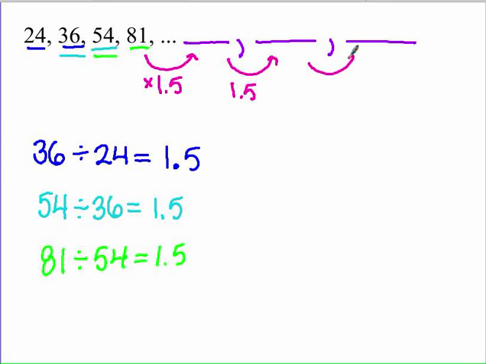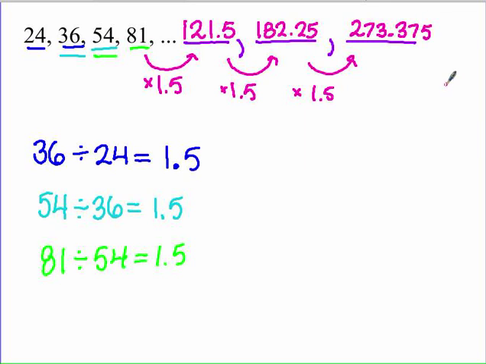So what is 81 times 1.5? 121.5. What is 121.5 times 1.5? 182.25. And then what will the last answer be? 273. Okay, good job. So do you see how you work that? If it's not arithmetic, you have to try geometric, and then you just have to divide the terms. Questions?